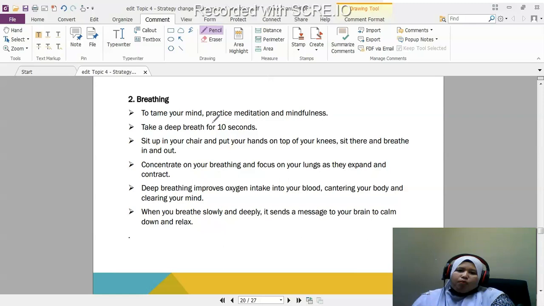breathing to tame your mind, practicing meditation and mindfulness. Take a deep breath for 10 seconds, sit up in your chair and put your hand on top of your knee. Sit there and breathe in and out. Concentrate on your breathing and focus on your lungs as they expand and contract. Deep breathing improves oxygen intake in your blood, centering your body and clearing your mind. When you breathe slowly and deeply, it sends a message to your brain to calm down and relax.